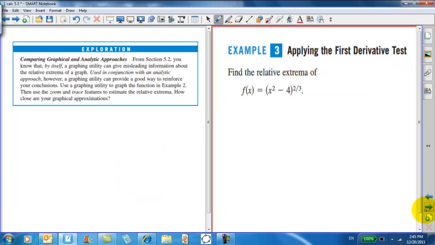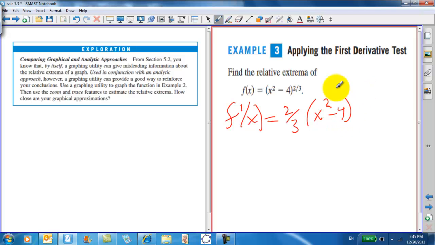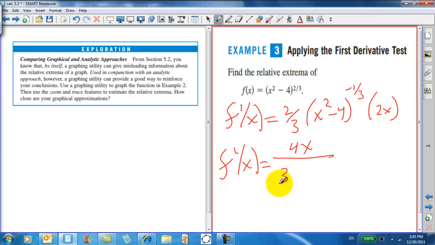Okay, now let's apply the first derivative test on this. (x squared minus 4) to the 2/3. We look at the derivative, and that's 2/3 (x squared minus 4) to the 2/3 minus 1, or negative 1/3, and don't forget the derivative of the inner function, 2x. So we get for a derivative 4x all over 3 times (x squared minus 4) to the 1/3.